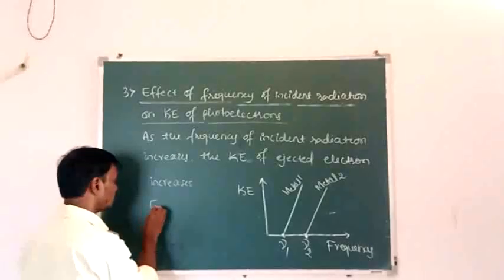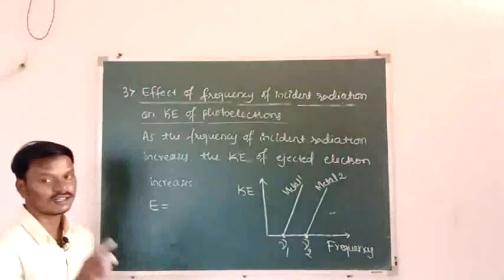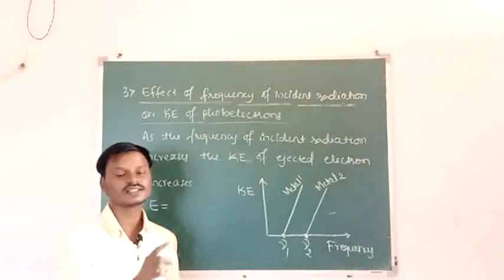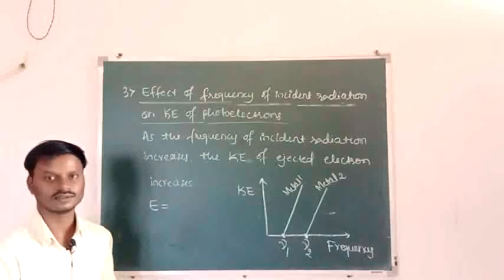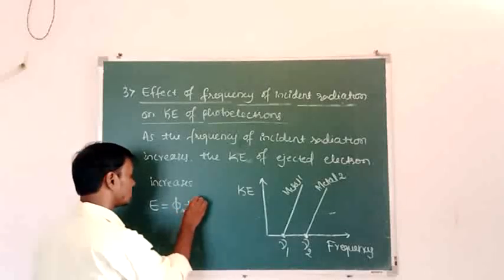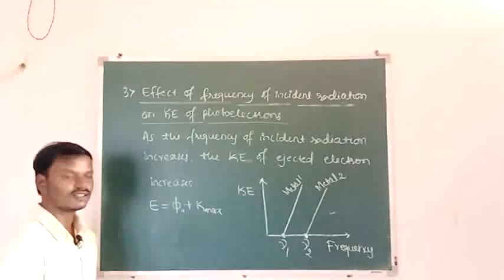See here, E is the energy of incident radiation. This is called Einstein's photoelectric equation. We will discuss what Einstein's photoelectric equation is in the next class. Okay, E is equal to phi naught plus kinetic energy of ejected electron, maximum kinetic energy of ejected electron.